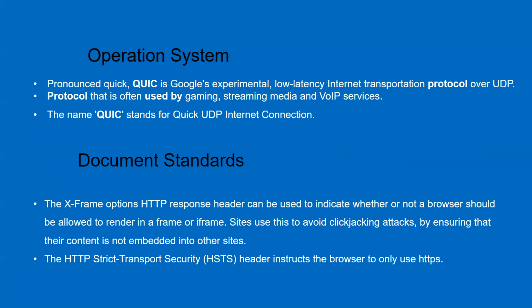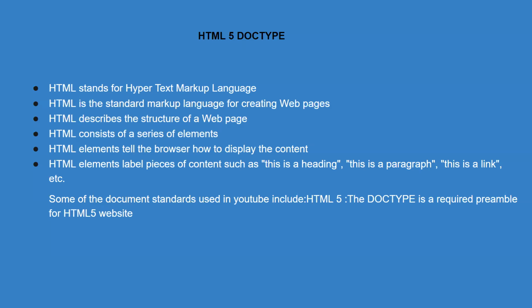Document standards. The X-Frame-Options HTTP response header can be used to indicate whether or not a browser should be allowed to render a page in a frame or iframe. Sites use this to avoid clickjacking attacks by ensuring that their content is not embedded into other sites. The HTTP Strict Transport Security, HSTS, header instructs the browser to only use HTTPS.